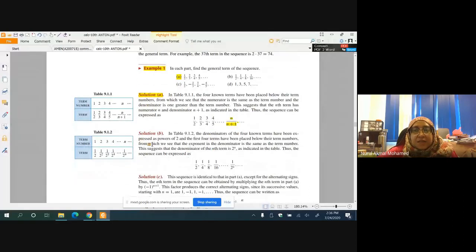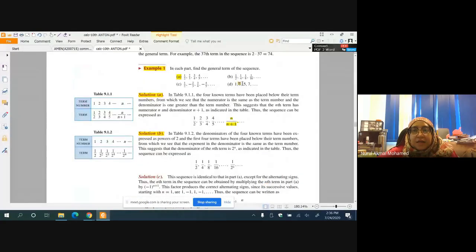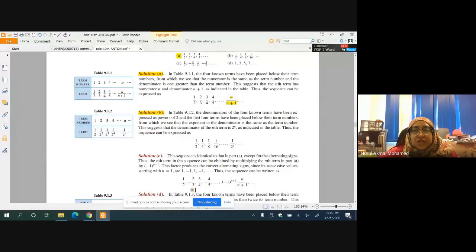The second one is 1/2, 1/4, 1/8, 1/16, and so on. From here, we know that the general term is 1/2 to the power of n. When n is equal to 1, it is 1/2. When n is equal to 2, it will be 1/4. When n is equal to 3, it is 1/8, and so on. So for any sequence, we can actually find the general term.